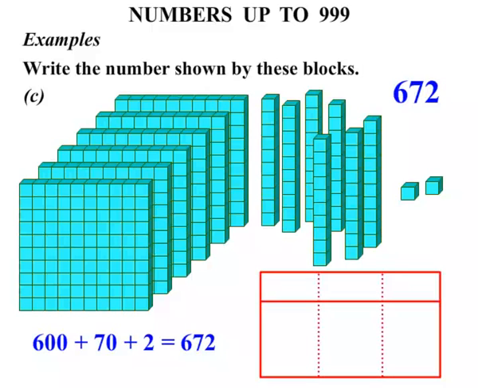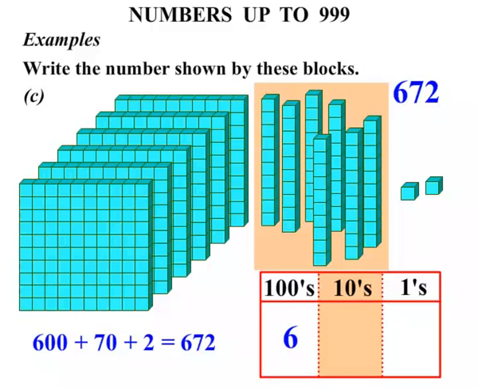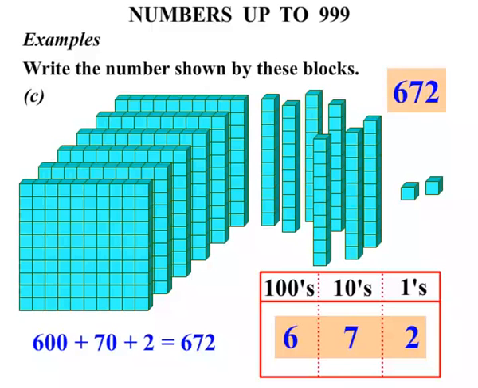Now using our table with columns, ones, tens, hundreds. How many hundreds did we have? We had 6. How many tens did we have? We've got 7. And how many ones? 2. So we're looking at that number there, 672. Terrific.